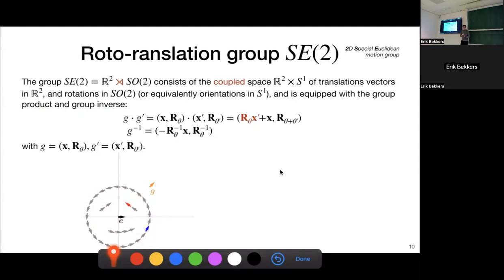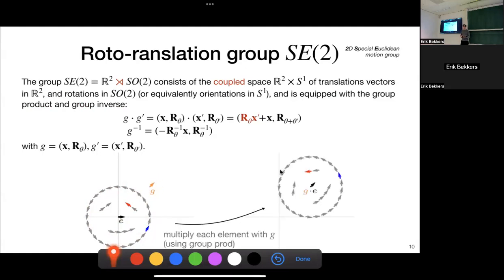And if I want to know what this face looks like if I align the nose with this local orientation, I multiply everything on the left with this group element. So I describe my face in terms of rotation-translation elements, and that also allows me to move this face around the space by just multiplying on the left with this group element.